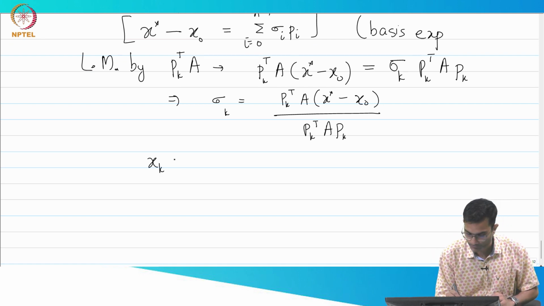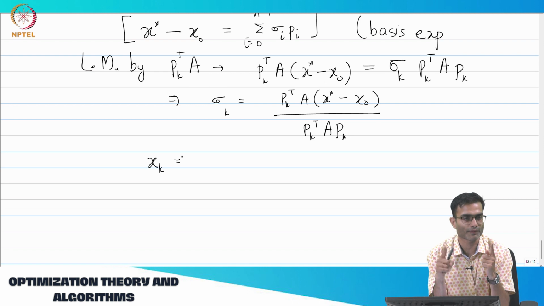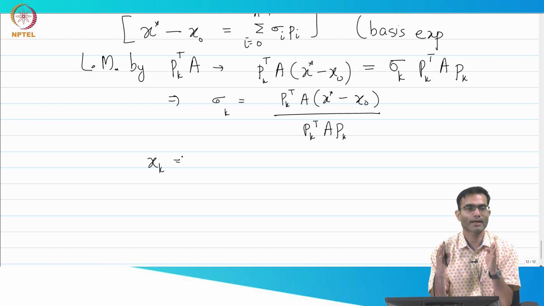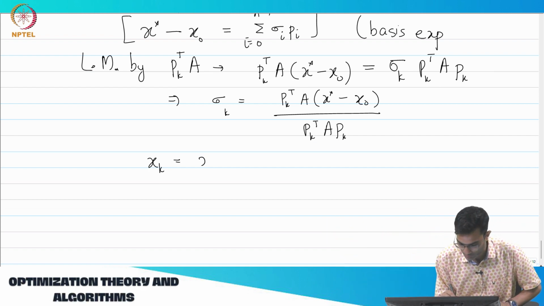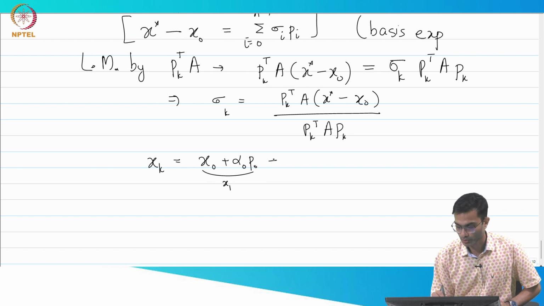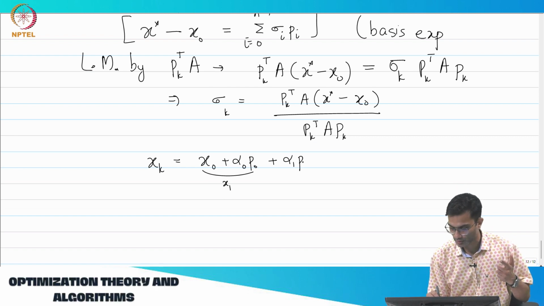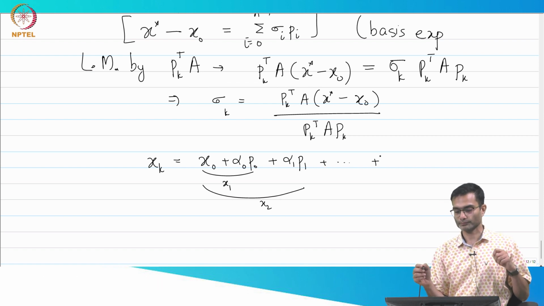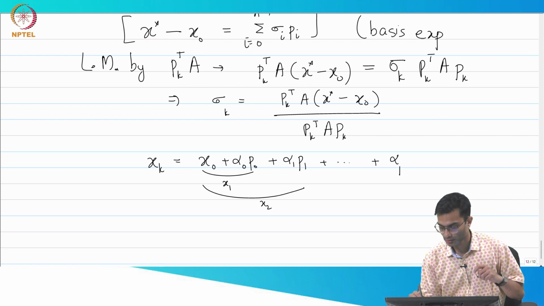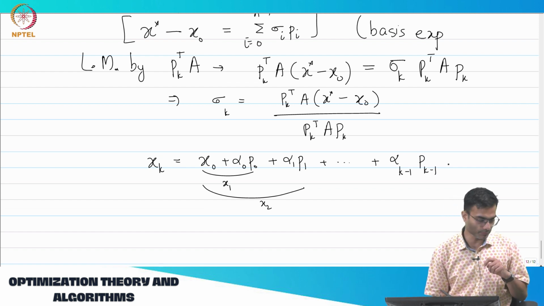xk. If I started with x0, how do I get x1? x1 was x0 plus alpha 0 p0. I got my x1. To that I would add alpha 1 p1 and then alpha 2 p2 and so on to get to the next thing, right? So if I write this in a clever way, I can write this as x0 plus alpha 0 p0. This gave me x1. To this I would add what to get x2? Alpha 1 p1. So this became x2. Dot dot dot. What is the last term that should come? Alpha k or k minus 1? K minus 1, right? Alpha k minus 1 pk minus 1.